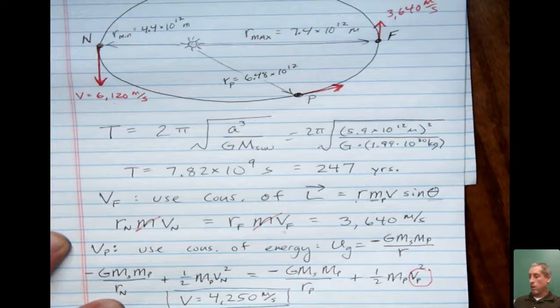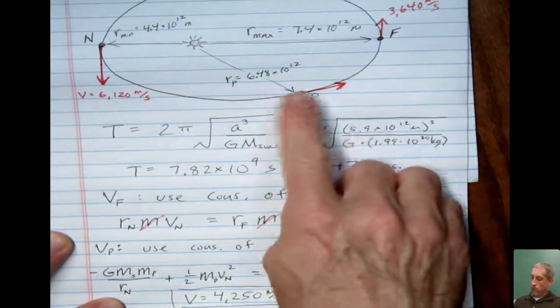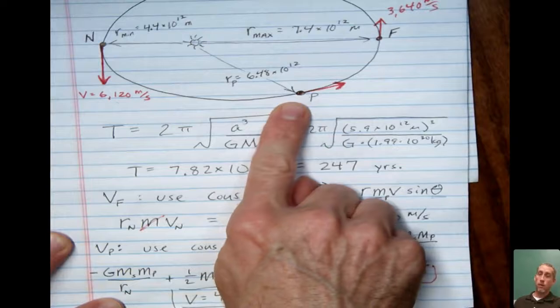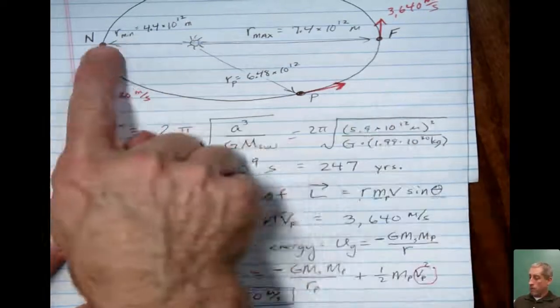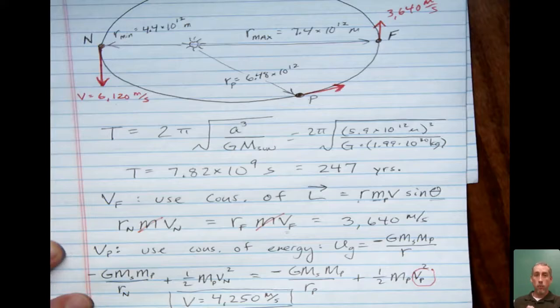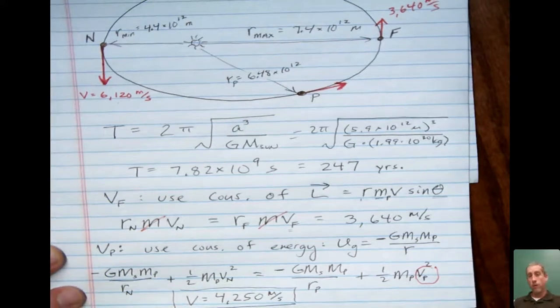But I've at least shown you how we can use either conservation of energy at any position, because notice we did not need the angle to do energy. Or at these two special spots, we can use conservation of angular momentum. Both are great tools that you can use to solve for elliptical orbits.